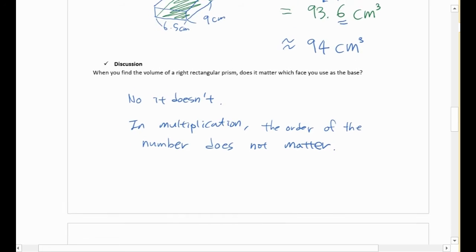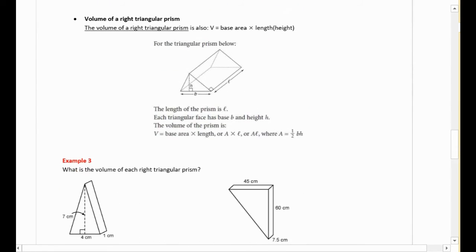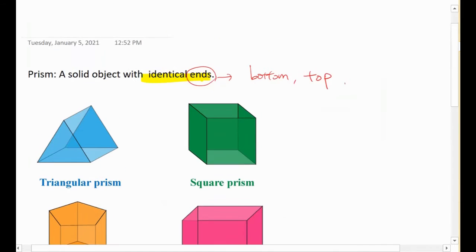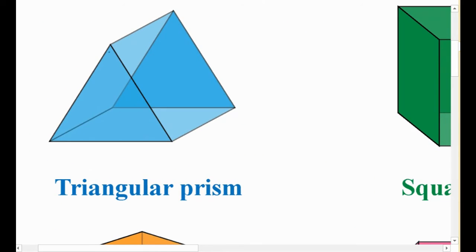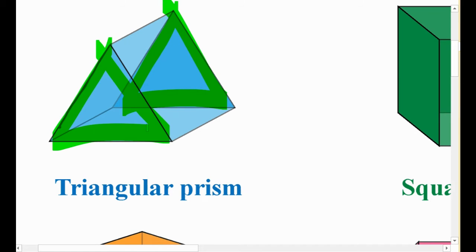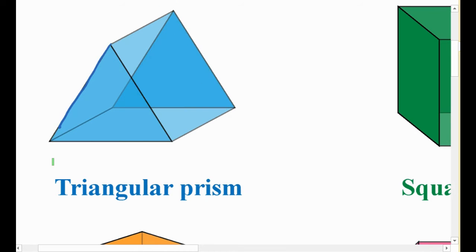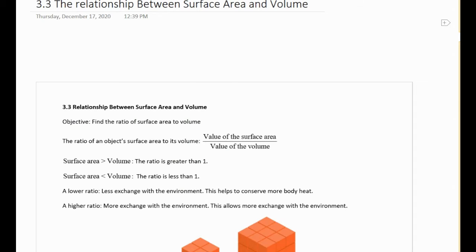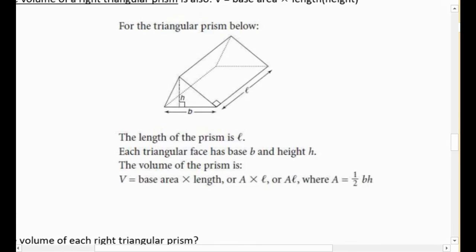Okay, everyone, let's move on. Now we're going to find the volume of a right triangular prism. So everyone, we learned this is a triangular prism because when we consider this as a bottom, the top and bottom are the same. They are identical triangles. Okay, so this is a triangular prism. And we're going to learn how to find the volume of a triangular prism.